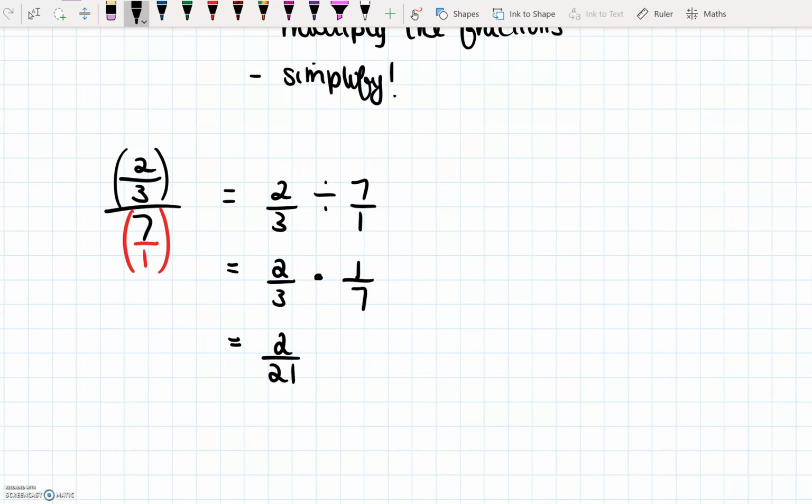And this is how multiplying and dividing fractions work. It's exactly the same with algebra, but you just need to consider the letters as well. Okay, good luck.